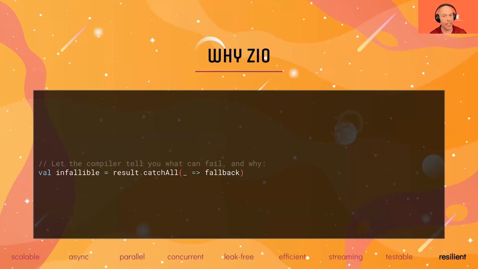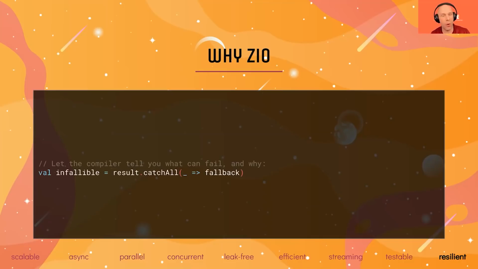You're like, I have no idea if this is going to succeed. Maybe it does. I have no idea if this error was handled. I don't know if this can fail. I don't know if it can fail in these 2 ways or 100 different ways. There's just no information that the Scala compiler gives you with Future.